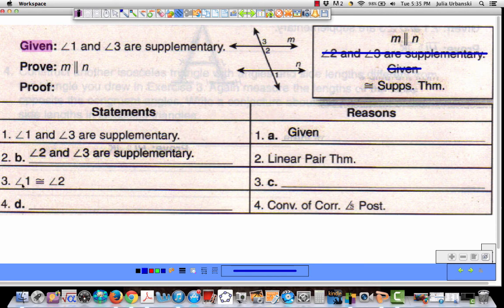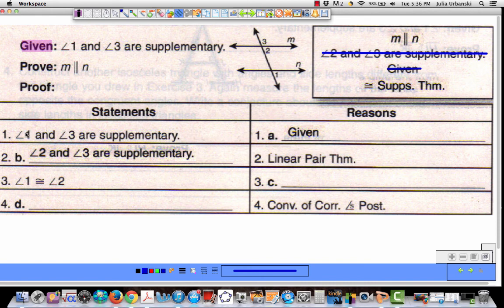Next, says angle 1 is congruent to angle 2. Look at your picture. Be careful here. I'm not allowed to say 1 is congruent to 2 because of the corresponding angles theorem, because I don't know yet that m is parallel to n. That's what I'm trying to prove at the end. So I had to get there another way.